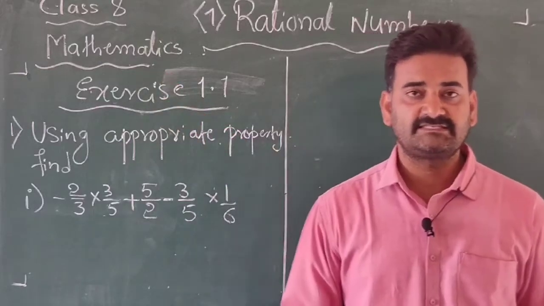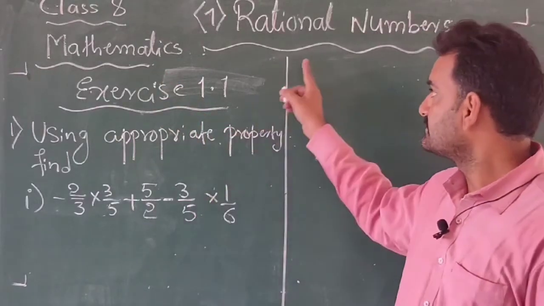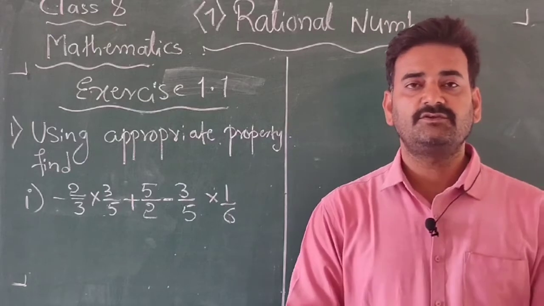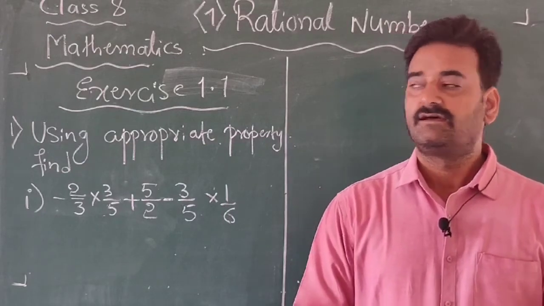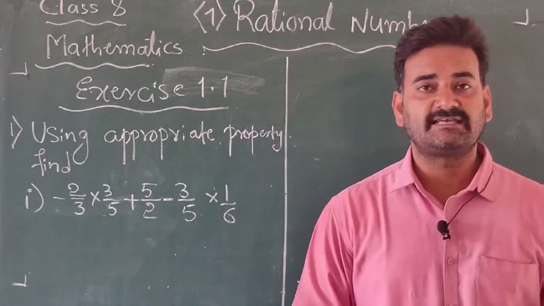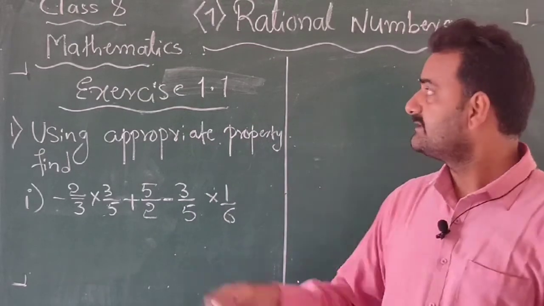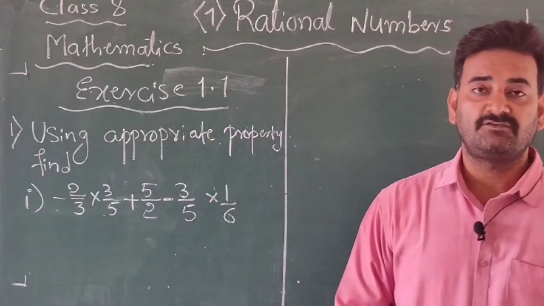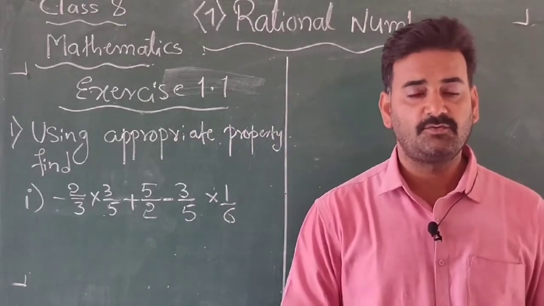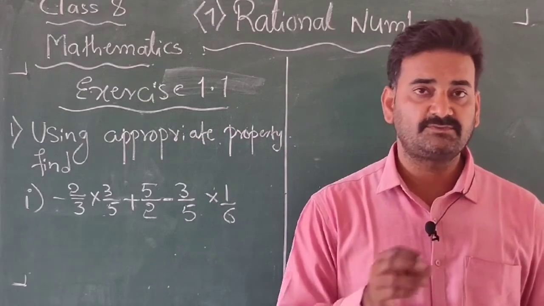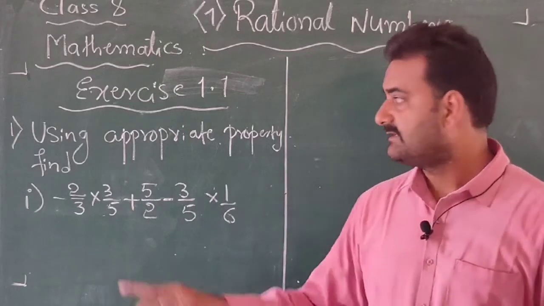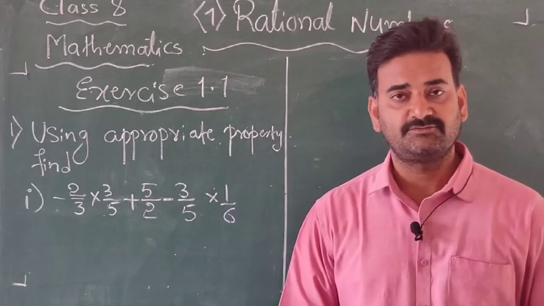Mathematics, the first lesson, rational numbers. In that we are going to learn how to solve exercise 1.1. In the previous class we already learned the properties of rational numbers. Now by using those properties we are going to solve exercise 1.1.